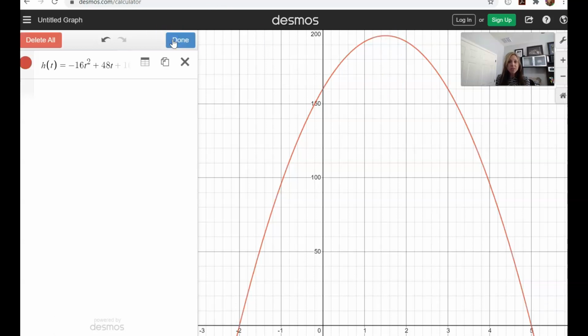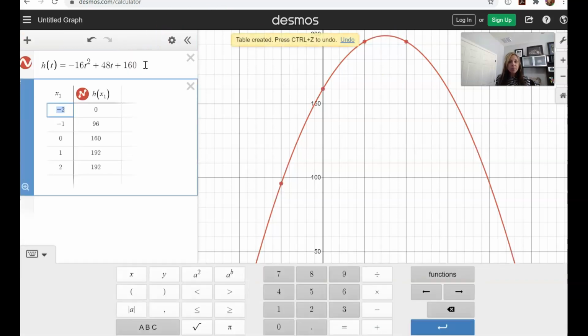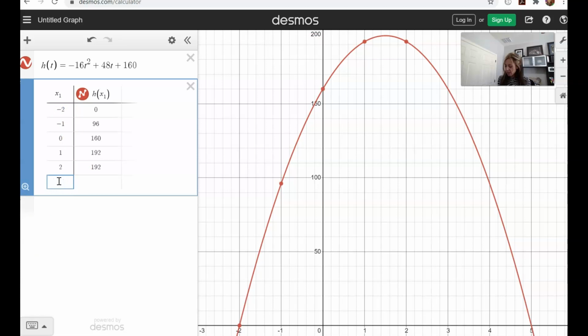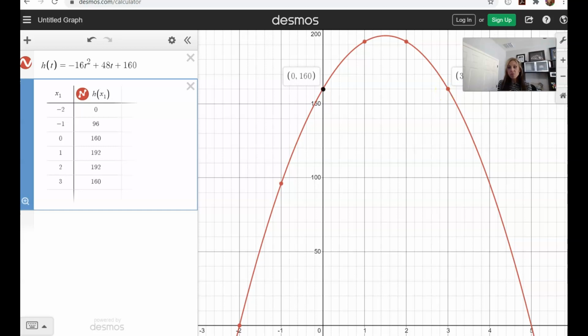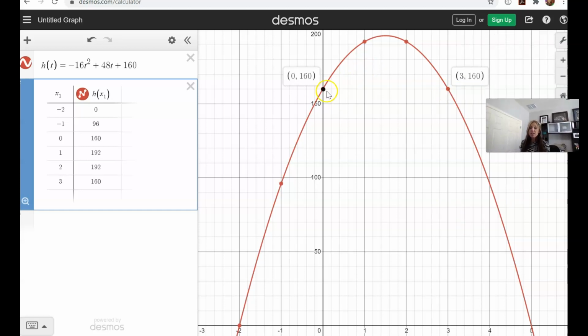So if we look at the table for this function, look at these ordered pairs. The table creates some default ordered pairs for you, but I can put in 3 for 3 seconds. And look, there it is at 160 feet again. So we had 0 and 160 feet, and then again, we have 3 and 160 feet. So at 0 seconds, before she even threw the rock in the air, it was already at a height of 160 feet. It goes up, hits its maximum height, and then on its way down, 3 seconds after she throws it, it hits 160 feet again. And then eventually it comes down to the ocean at 5 seconds.